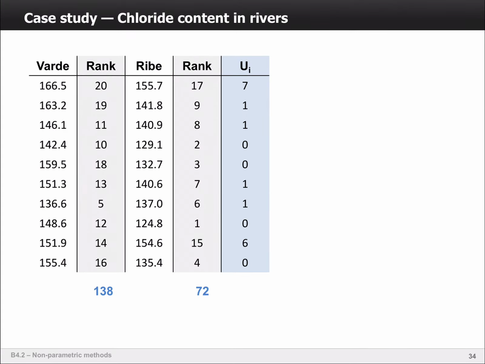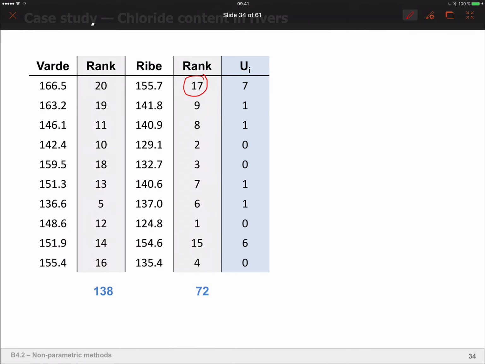These are already the values. I will show you the procedure. Let's take the first value. The first value in the basic sample has rank 17. Now let's count how many values have rank below 17. So let's see: 1, 2, 3, 4, 5. This one is above. 6, 7, and then 2 above. So we have 7 values in Varda with rank smaller than the first value in Riba. So that's 7.